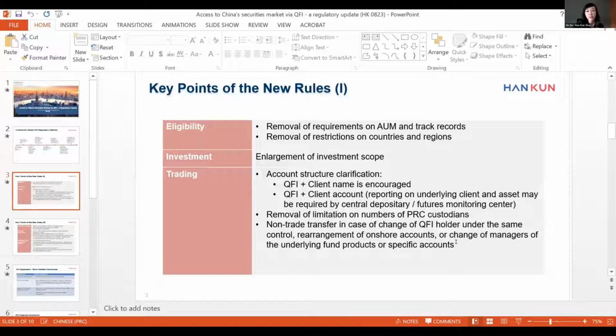And I think, from a legal perspective, the account structure is also very important for the investors to make sure that their asset ownership is clear. On that point, the PRC regulators have also made the account structure clearer, and they are facilitating more types of account structures.